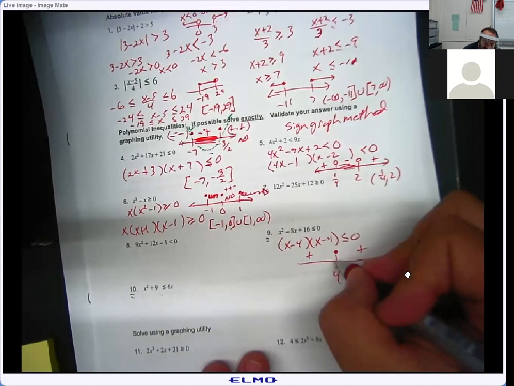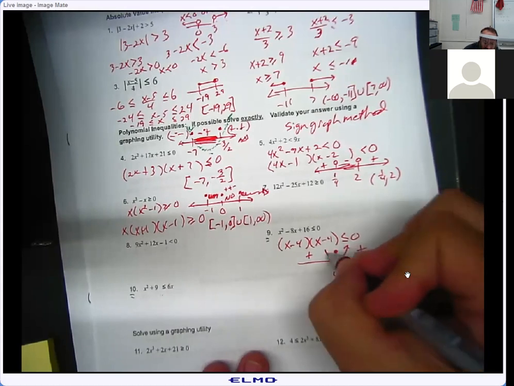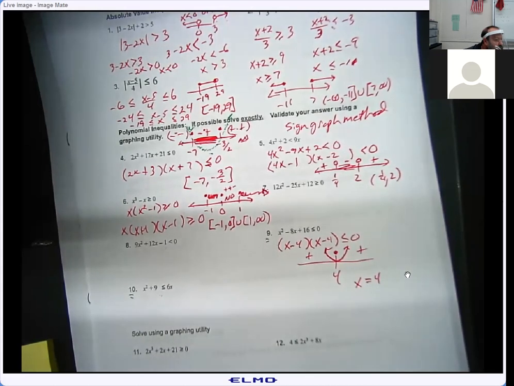Because you know what it actually looks like? It's a parabola that goes like this. And what do you know about that parabola, everybody? It never went below, did it?